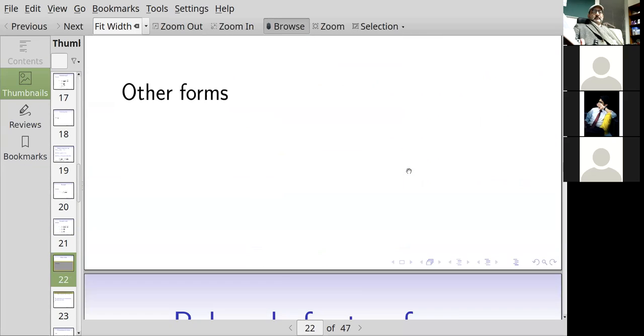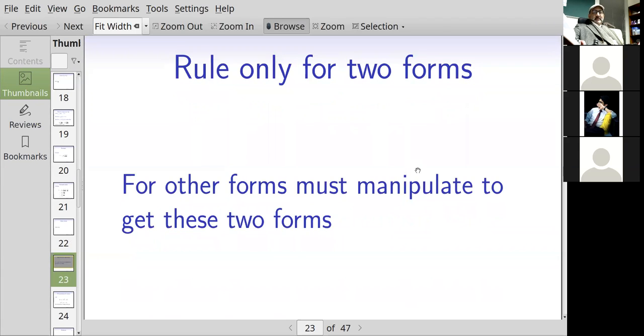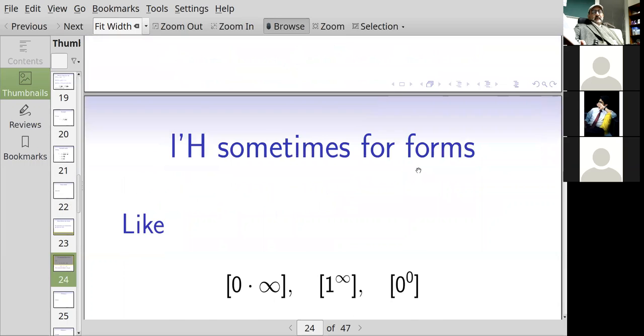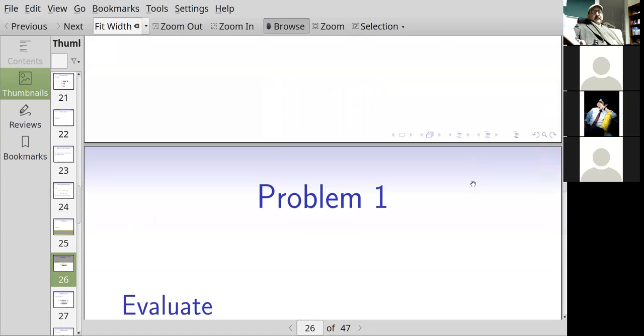All right. So other forms. This rule only works for these two forms. If you get another form, then we have to manipulate things in order to get to something that L'Hopital can help us with. Later on we will see forms that look like 1 to the infinity or 0 to the 0 or infinity to the 0, things like that. You cannot apply L'Hopital's to a problem until a substitution would either give you 0 over 0 or infinity over infinity. So we're going to see how you can manipulate something so that you can get something that L'Hopital might be able to help you with.